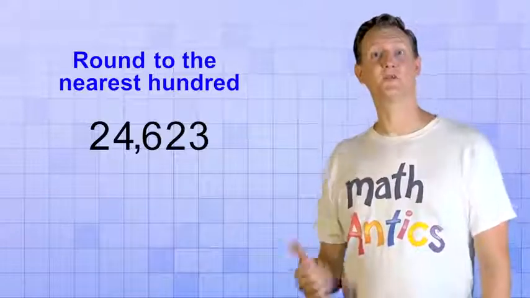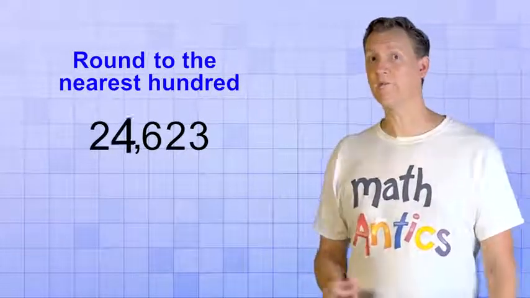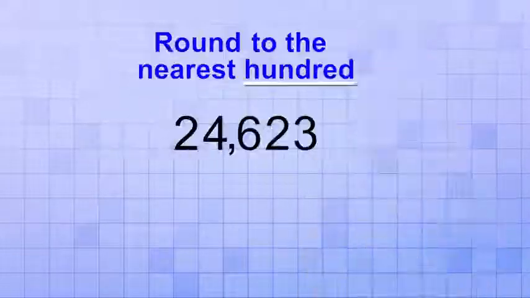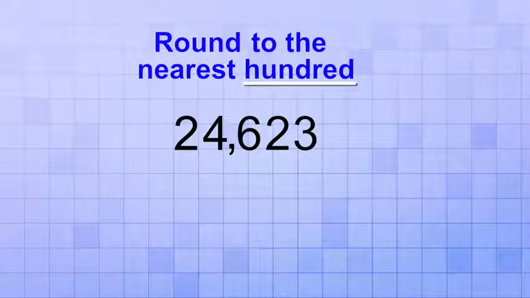Okay, so now that you know the basic procedure for rounding numbers, let's try a few specific examples. Here's the first one. Round 24,623 to the nearest hundred. Since we need to round to the nearest hundred, we first need to identify the digit in the hundreds place. That digit is a 6, so that's our target.